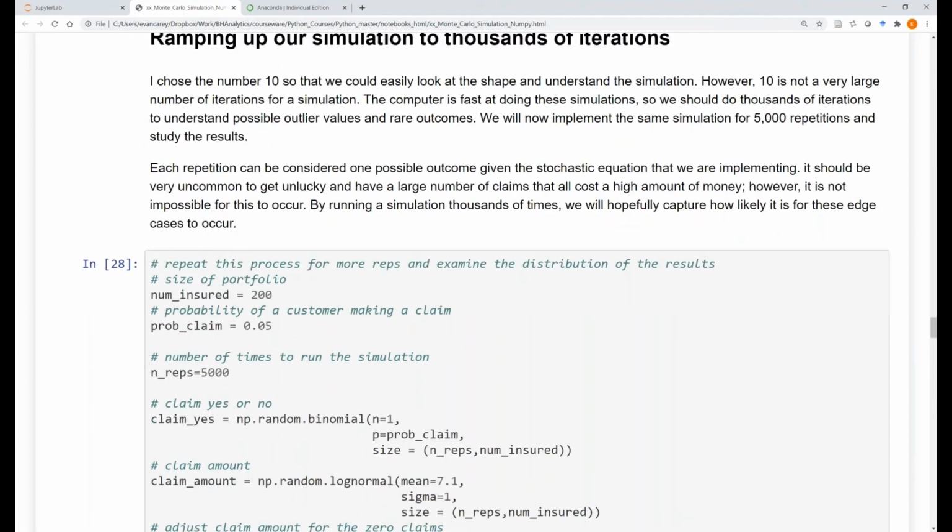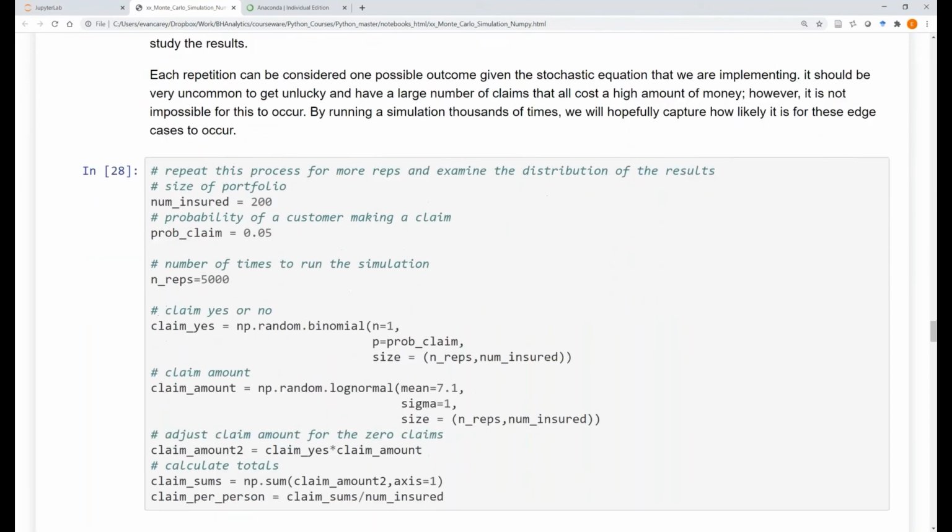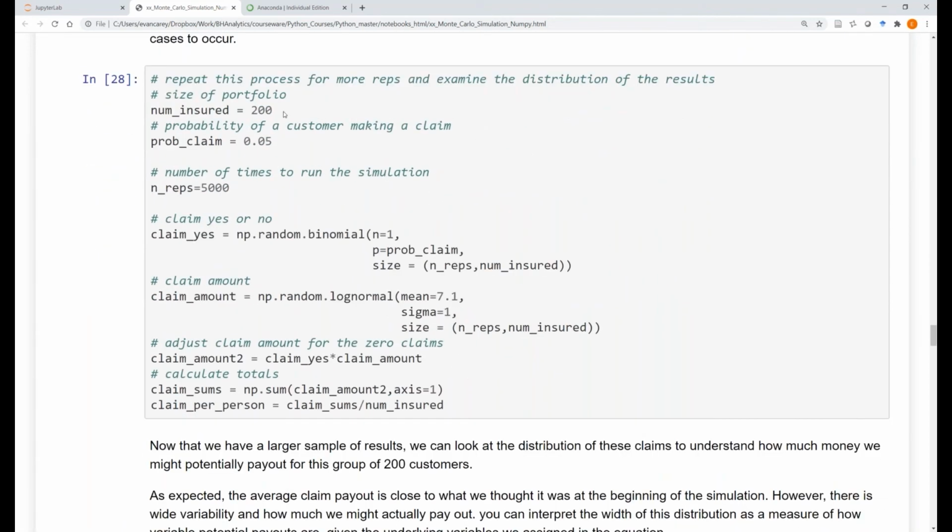All right, so let's ramp this up and think about it. I'm still going to consider the number of insured to be 200. This is what I would call a fixed parameter in my model, right? This is not variable. There's no distribution. It's not like some years I have 190, other years I have 220. It's always 200. You could make that a distribution, but I've chosen not to.